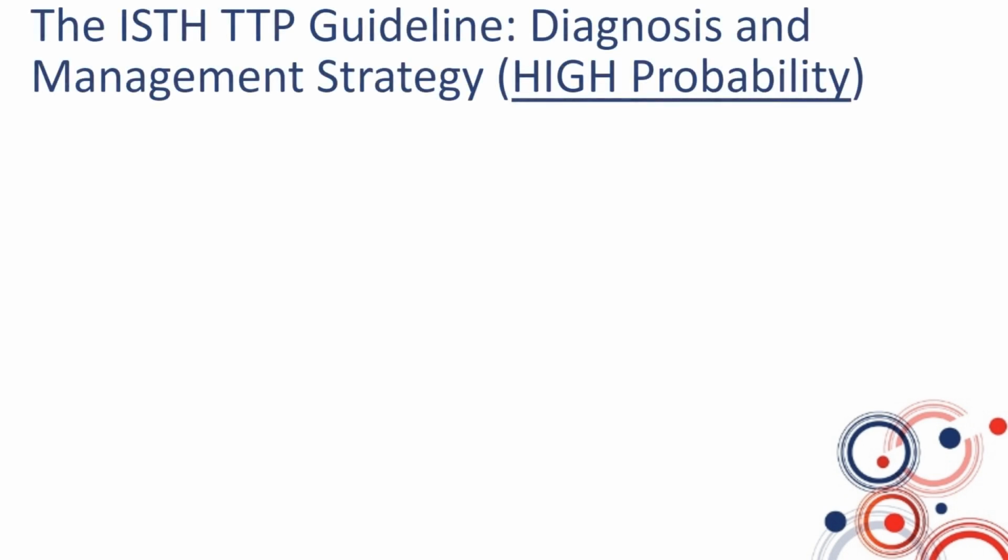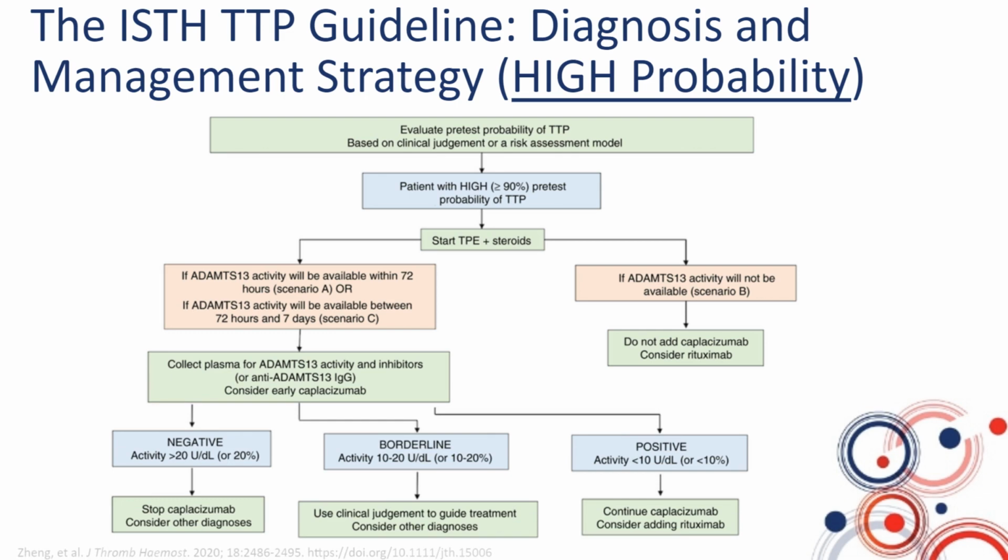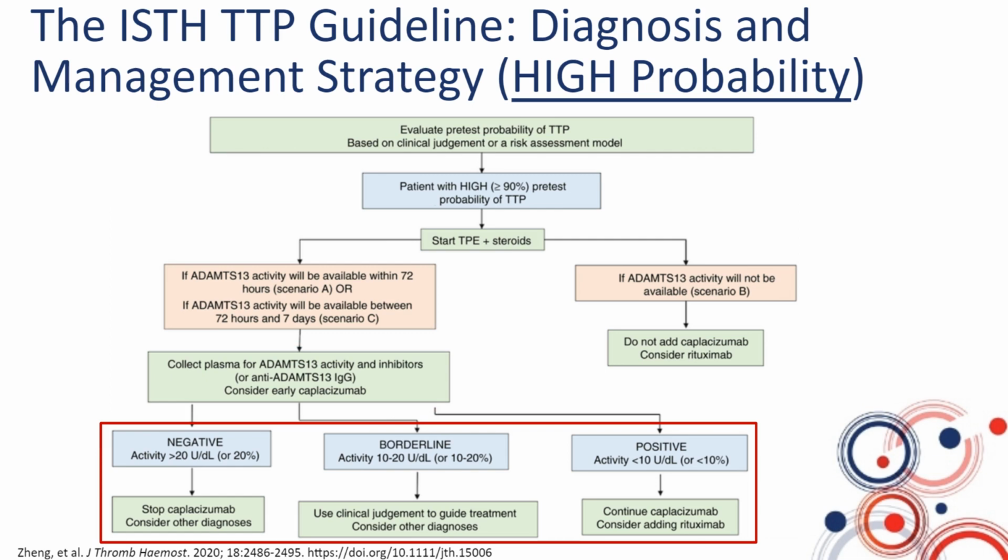What about a patient when the diagnosis has been evaluated again with the risk assessment model, and the patient has a high risk with more than 90% of probability of having TTP? In that case, you start plasma exchange and steroids, and again, you can keep the sample out and add to your treatment caplacizumab, consider early caplacizumab therapy, and also wait again for the ADAMTS13 measurement level. Follow the triplet type of treatment that you have started, PEX, steroid, and caplacizumab.